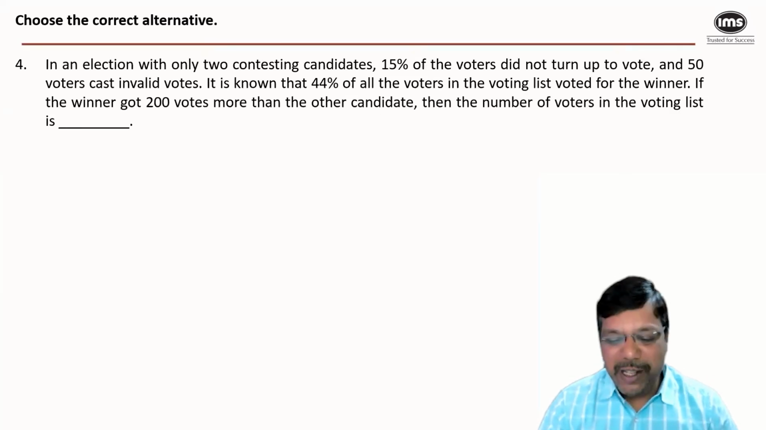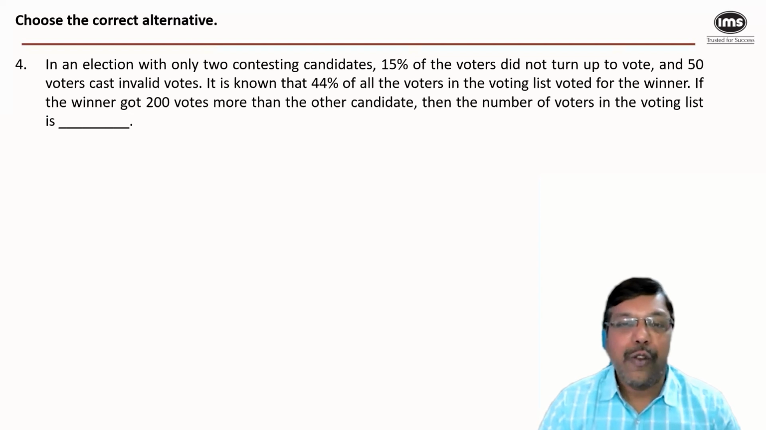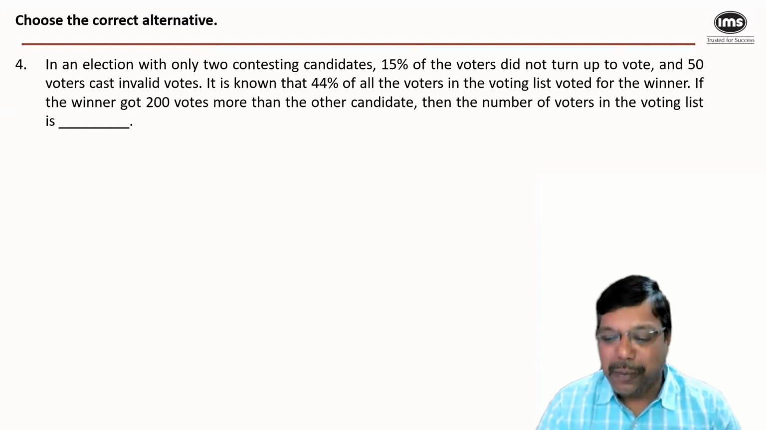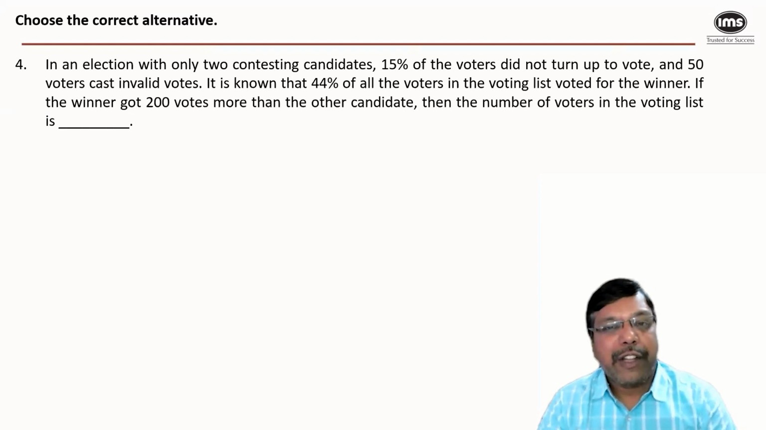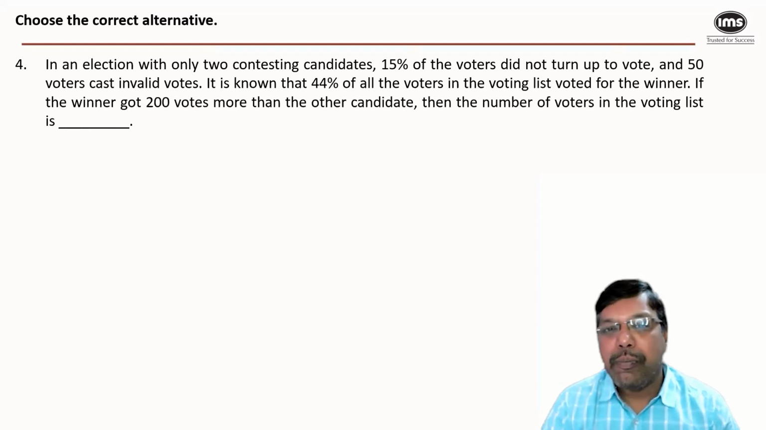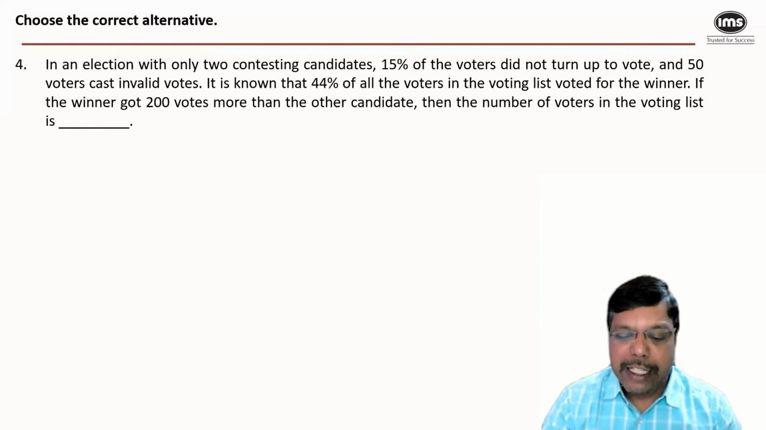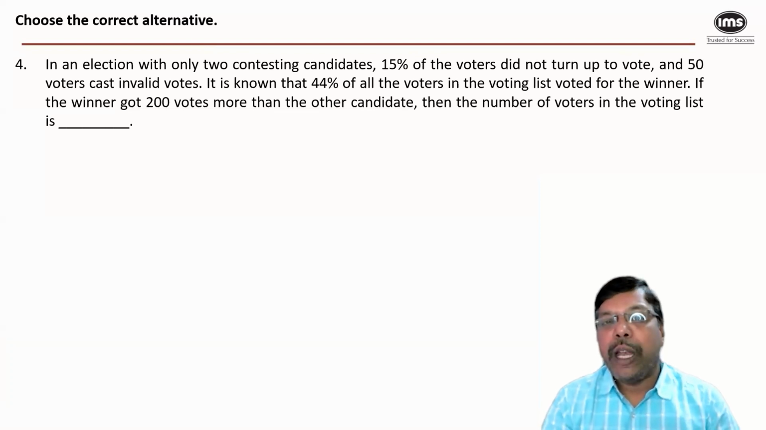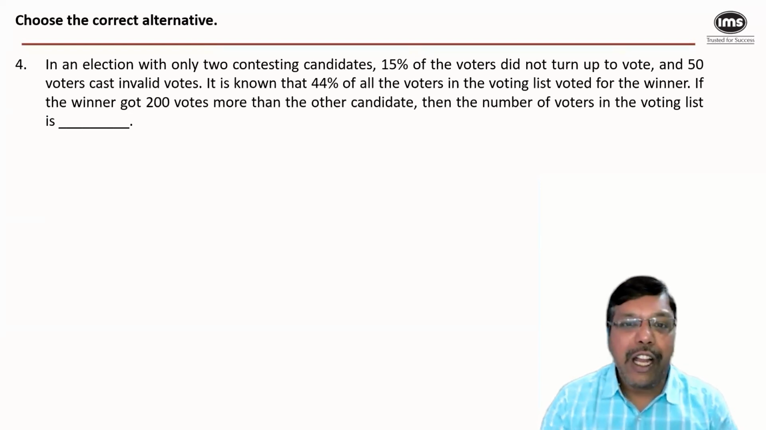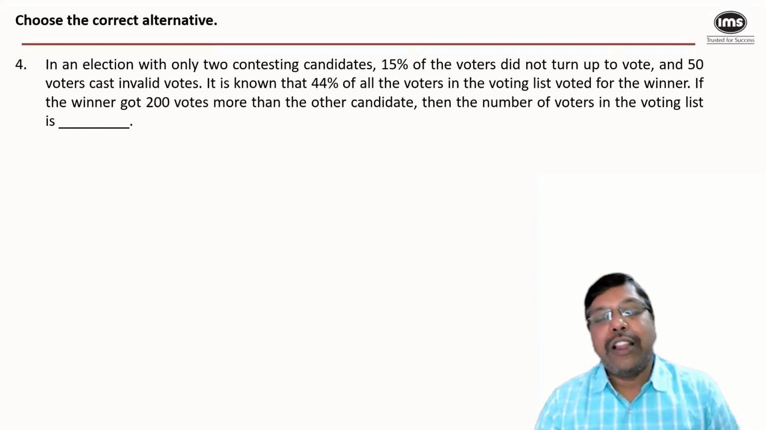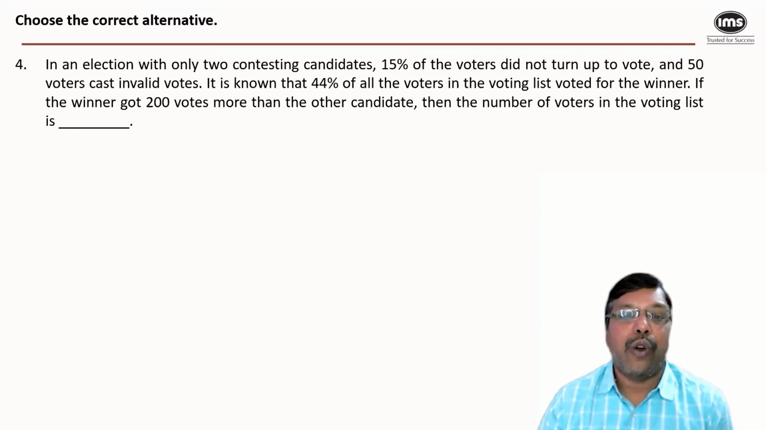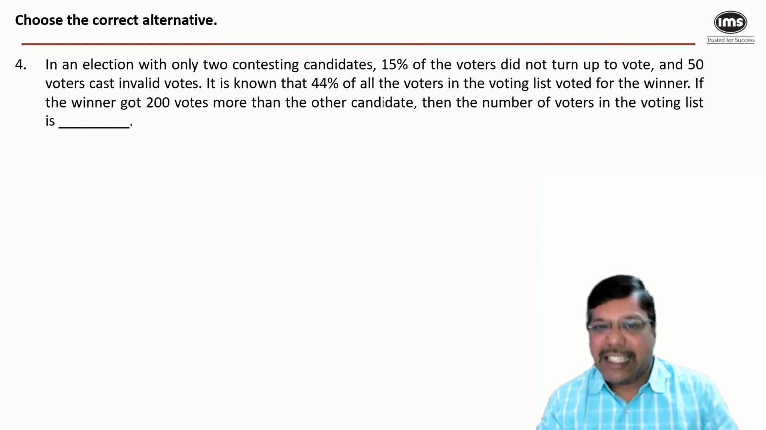Now let's see this question. An interesting one. It seems there's an election with only two candidates contesting, and we have the information about how many people did not vote, how many votes were considered invalid, and how many votes were secured by the winner and loser. Using all this data, we have to find the total number of voters in the list.